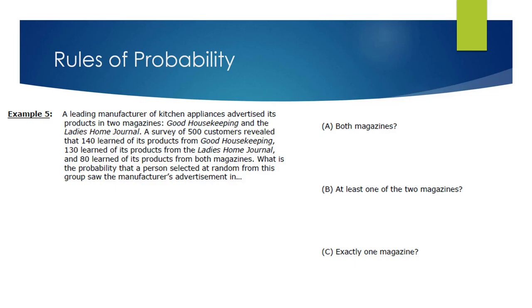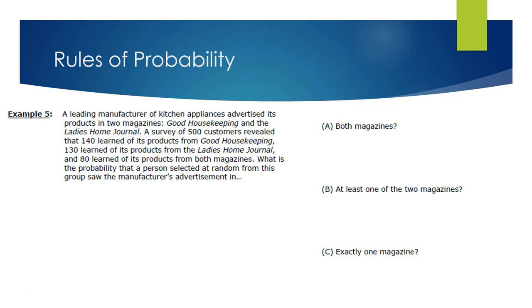A leading manufacturer of kitchen appliances advertised its products in two magazines, Good Housekeeping and the Ladies' Home Journal. A survey of 500 customers revealed that 140 learned of its products from Good Housekeeping, 130 learned of its products from the Ladies' Home Journal, and 80 learned of its products from both magazines.